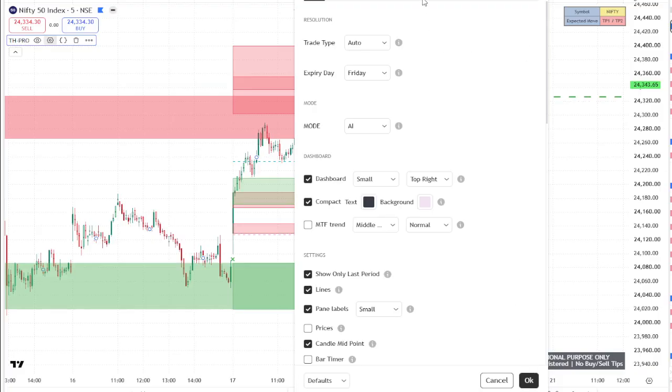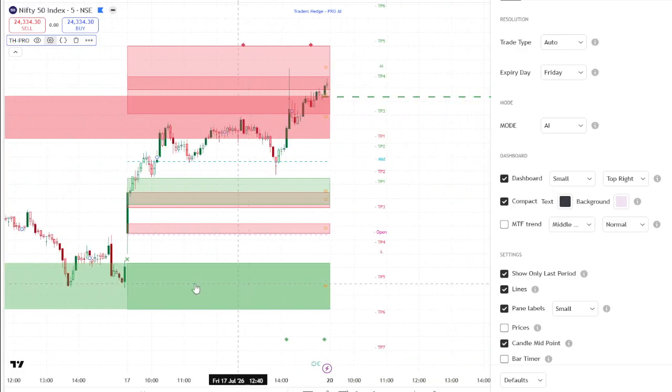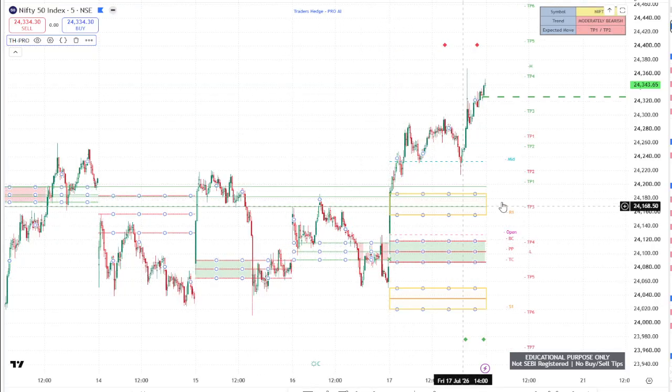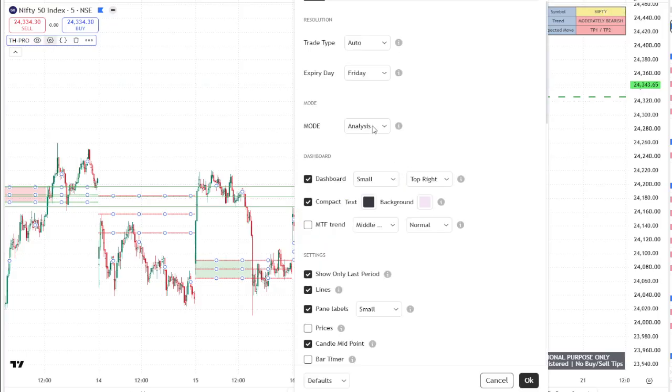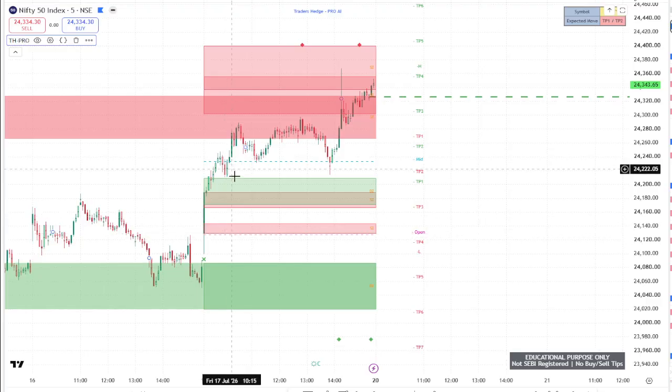So when you change to AI mode, you can see the charts are much cleaner. It only plots out your support and resistances. Okay, nothing else. And when you choose analysis mode, you get all the pivot based CPR, upper resistance band, lower resistance band, your targets, and everything is being plotted out. But when you go in AI mode, it just does the analysis part of it and automatically plots out only the support and resistance bands.